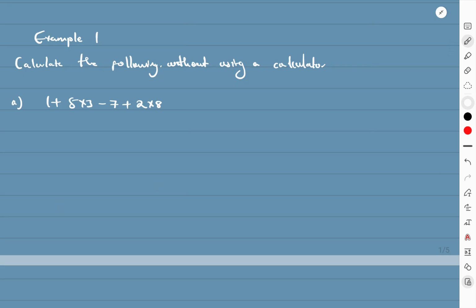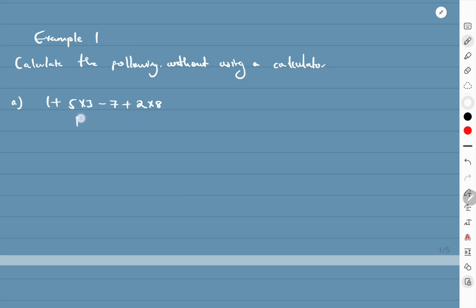Right, what is the total for everything that we are given here? So we are going to see that we have different operations here. We have a plus this side, we have a multiplication sign here, we have a subtraction sign, we have another addition, we have another multiplication sign over there.